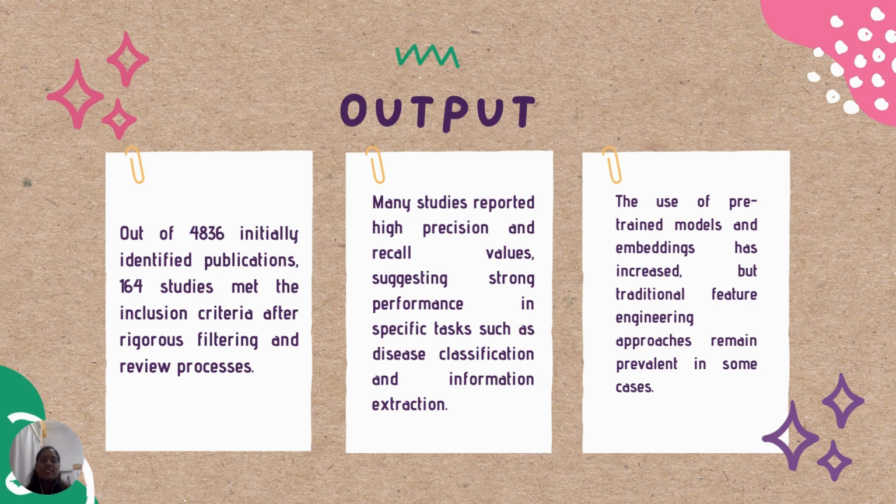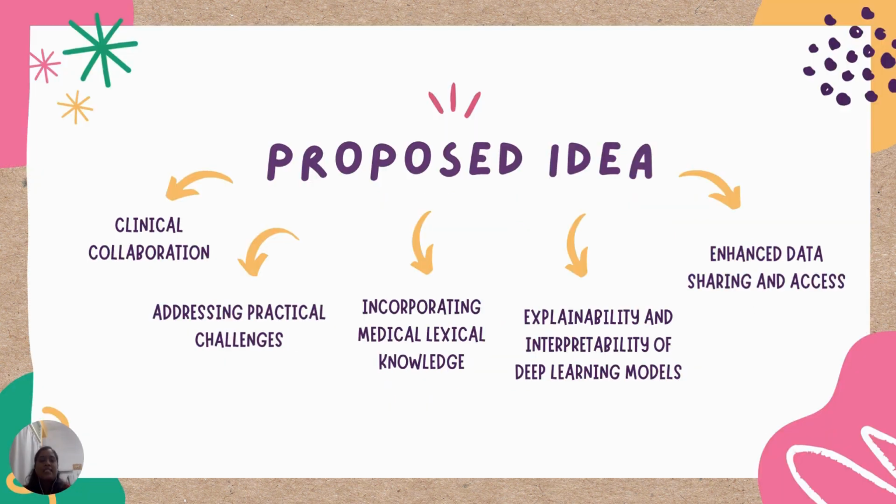So out of 4,836 initially identified publications, 164 studies met their inclusion criteria right after their review processes. And many studies reported high precision and recall values as the strong performance in specific tasks like disease classification and information extraction. And the use of pre-trained models and embeddings has increased, but the traditional feature engineering approach remains prevalent in some cases. And these are the proposed ideas.